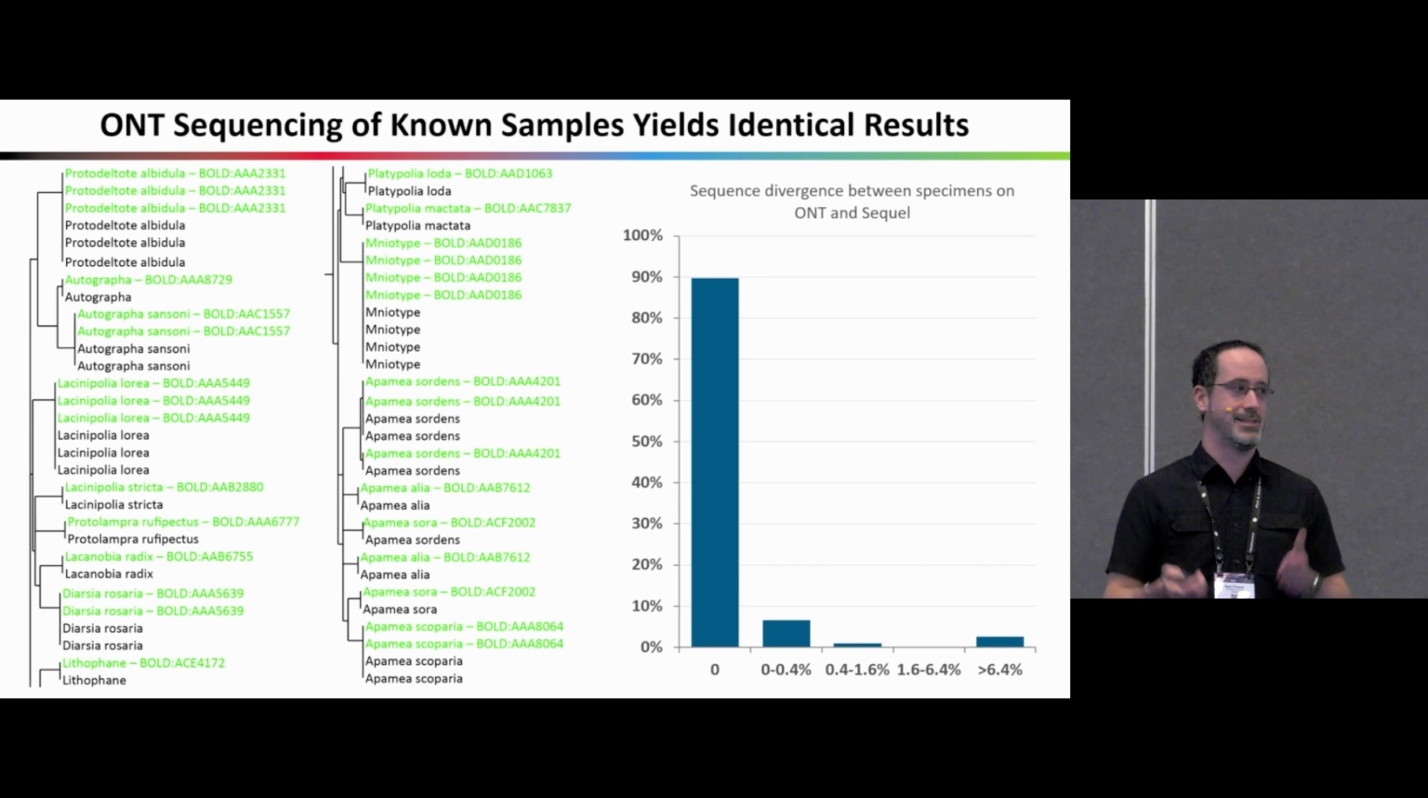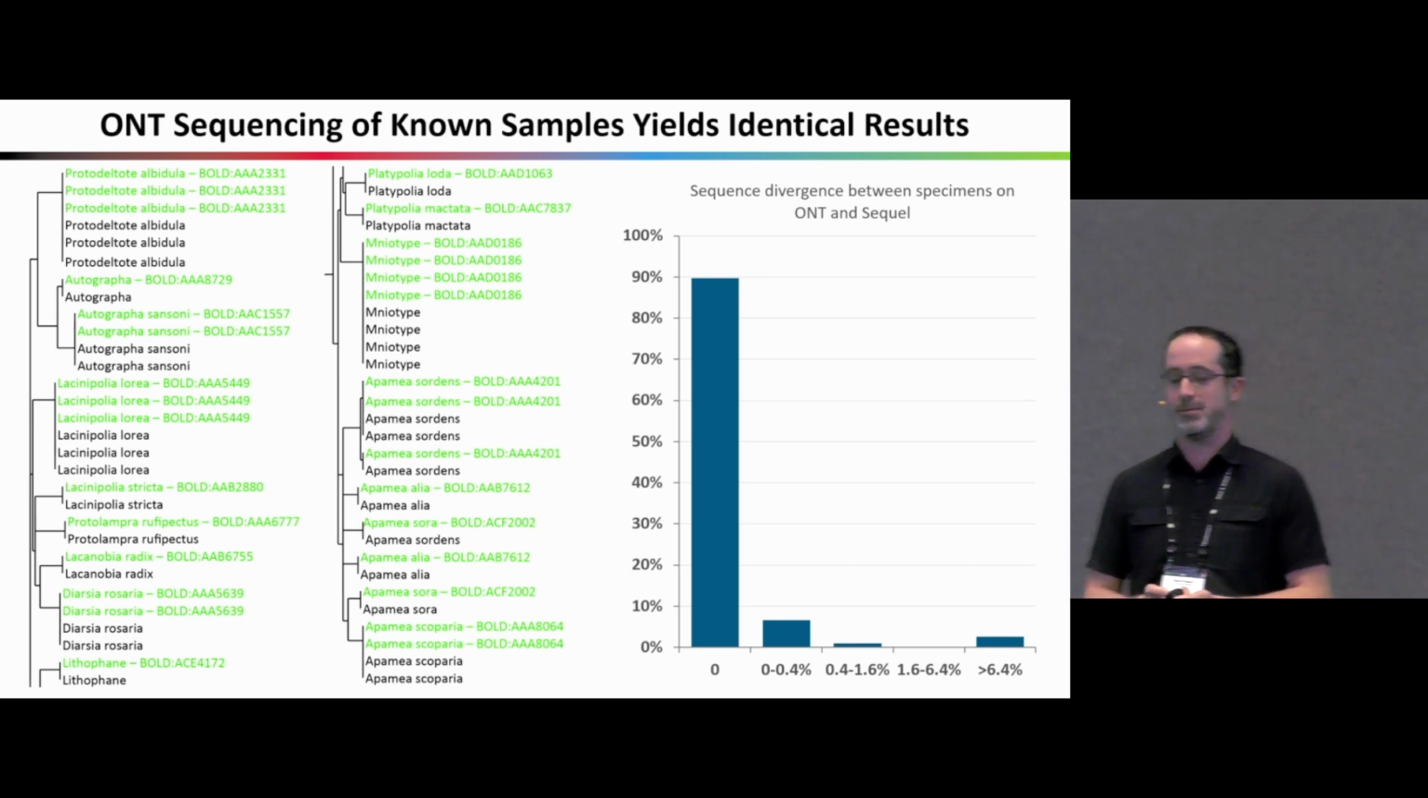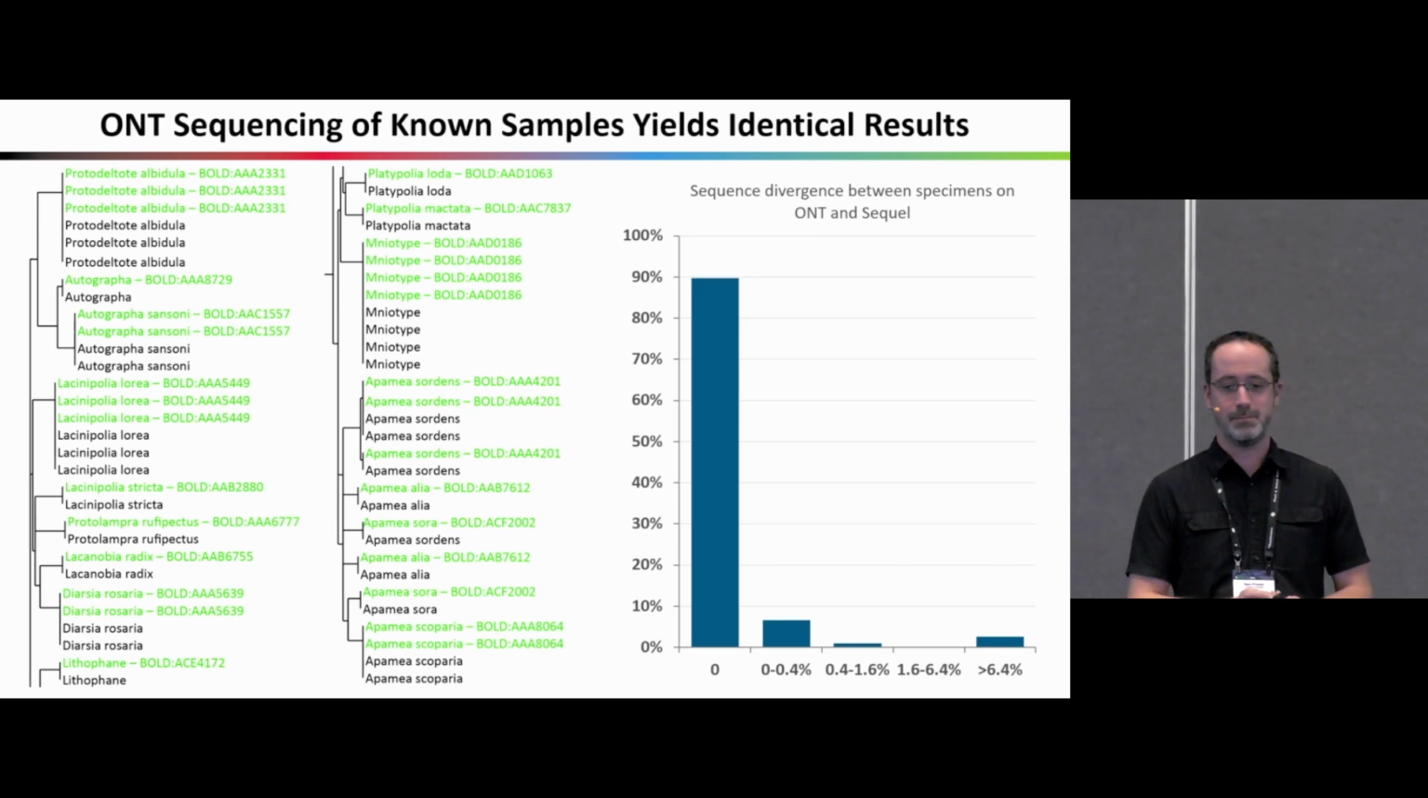It basically showed that, yes, nanopore sequencing can be used to generate really high quality barcode sequences and help us build that global reference library.